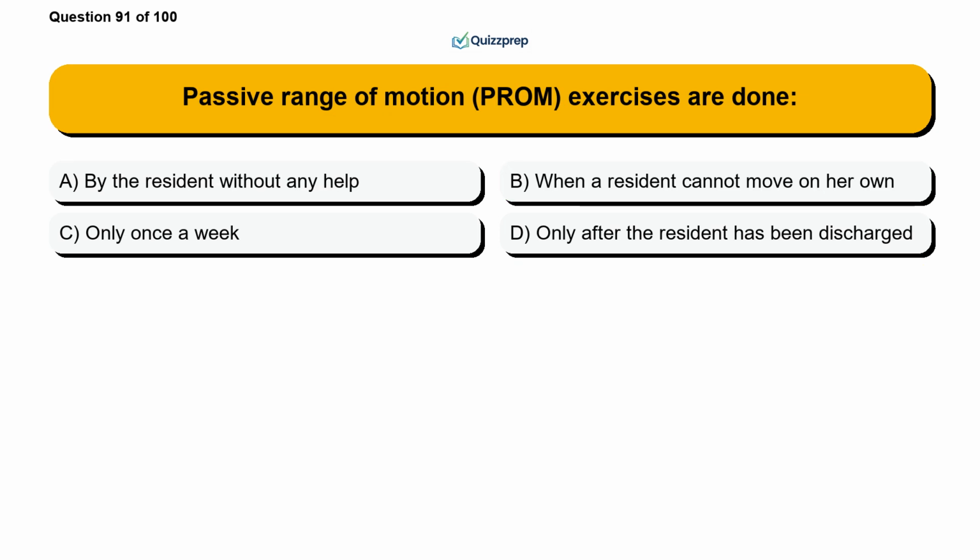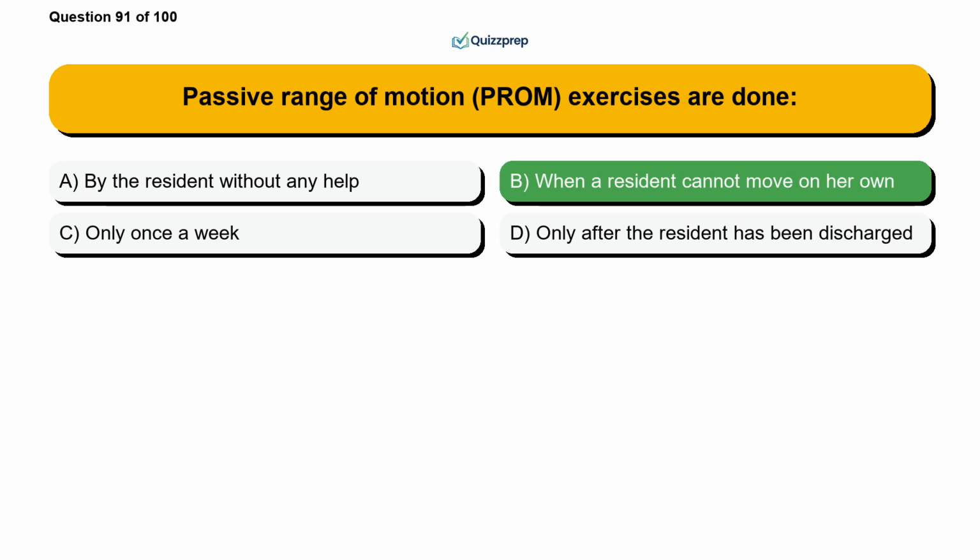Question 91. Passive range of motion, PROM, exercises are done. Option A, by the resident without any help. Option B, when a resident cannot move on her own. Option C, only once a week. Option D, only after the resident has been discharged. The correct answer is option B, when a resident cannot move on her own.